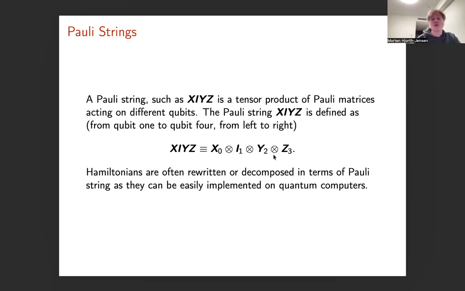And we have put these labels 0, 1, 2, and 3. So we have a kind of ordering where we start with qubit 1 to qubit 4, from the left to the right. And the Hamiltonian is often rewritten or decomposed in terms of Pauli strings, as this is easily implemented on actual quantum computers. So let's take a look at the example which we looked at last week with the implementation and generation of the Bell state. So let's just quickly do that and switch to the whiteboard.